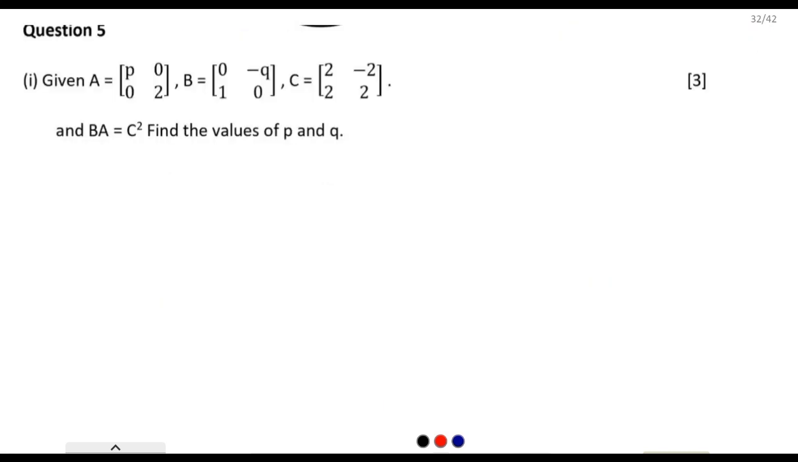क्वेश्चन नंबर 5 पार्ट 1 मैट्रिसेस का क्वेश्चन है. हमें कंडीशन गिवन है BA is equal to C square and with the help of this we have to find the values of P and Q.